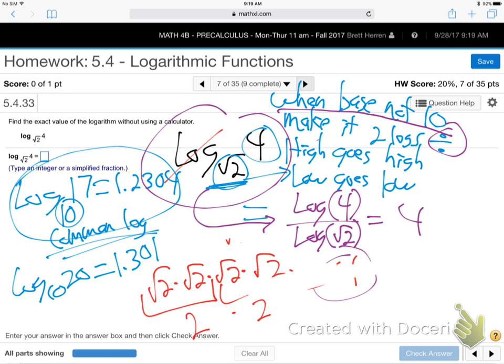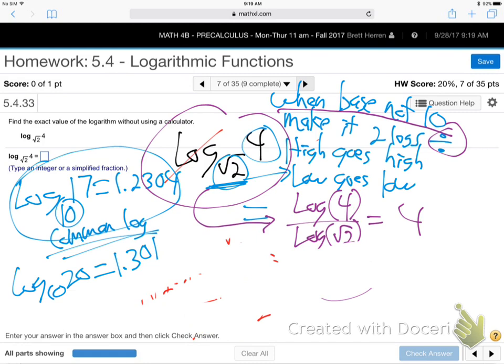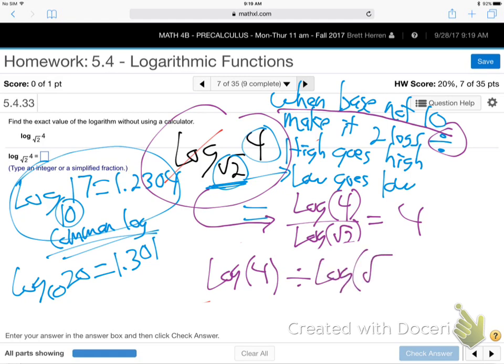So the way it would type in if you have an older style calculator that does it all sideways is you would go log 4 divided by log root 2 equals. That'd be exactly what you'd type in. Like that. Good. Should come out 4. So you can get it by hand or by calculator. So how do we do logs that are not base 10? We make them 2 logs.